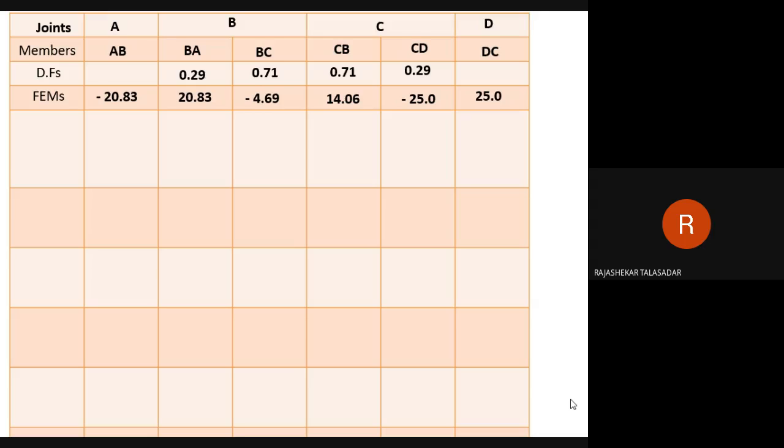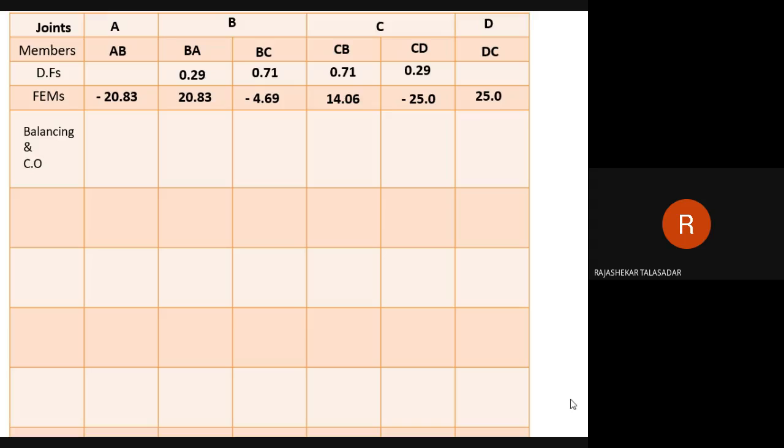What are the end conditions of A and D? Fixed. So no need to release them. Then directly what it starts now? Balancing and carry over. Now balancing you should start from the intermediate joints. There are 2 joints now, B and C. First let me balance joint B.